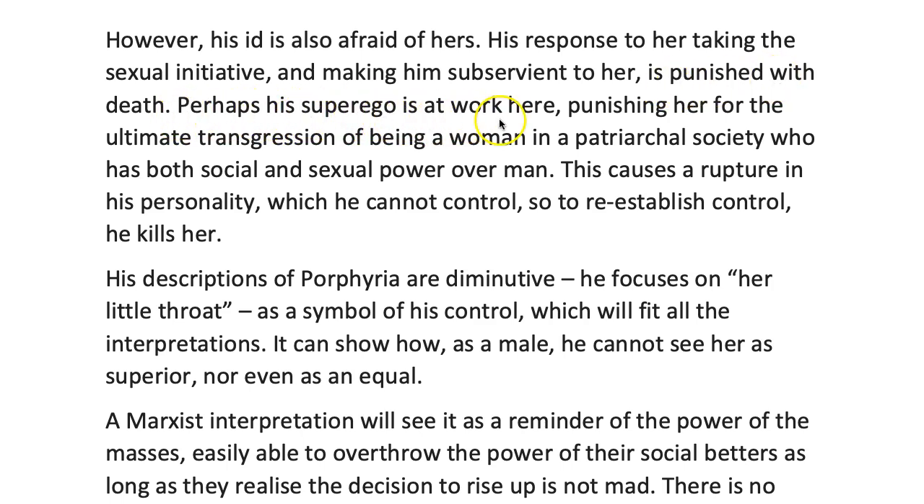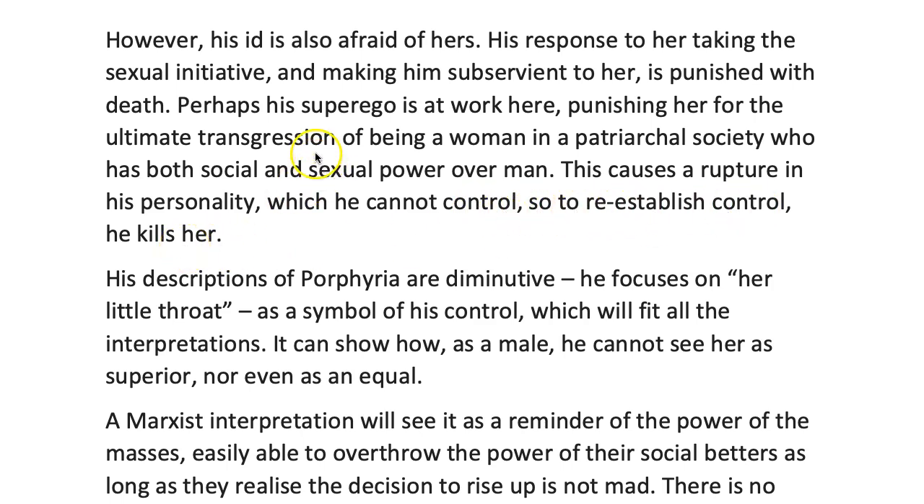Perhaps his superego is at work here, punishing her for the ultimate transgression of being a woman in a patriarchal society who has both social and sexual power over a man. That's not allowed in the patriarchal society, and therefore his superego intervenes and kills her. This causes a rupture in his personality, which he cannot control. So to re-establish control, he kills her.